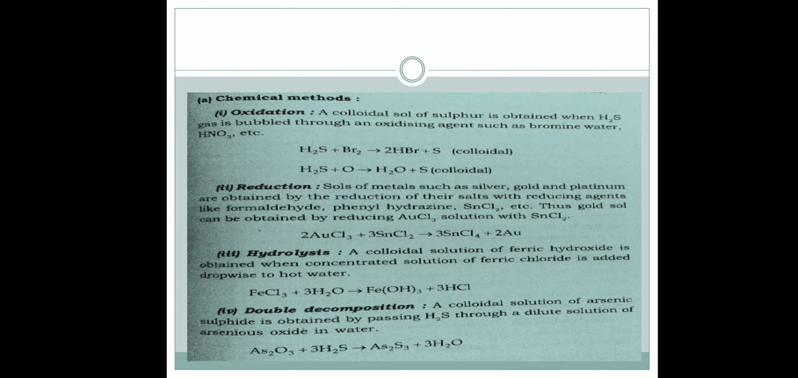Hydrolysis: a colloidal solution of ferric hydroxide is obtained when a concentrated solution of ferric chloride is added dropwise to hot water. Here, ferric chloride is hydrolyzed to ferric hydroxide solution, which is colloidal in nature. Double decomposition: colloidal solution of arsenic sulfide is obtained by passing H2S gas through a dilute solution of arsenous oxide in water.